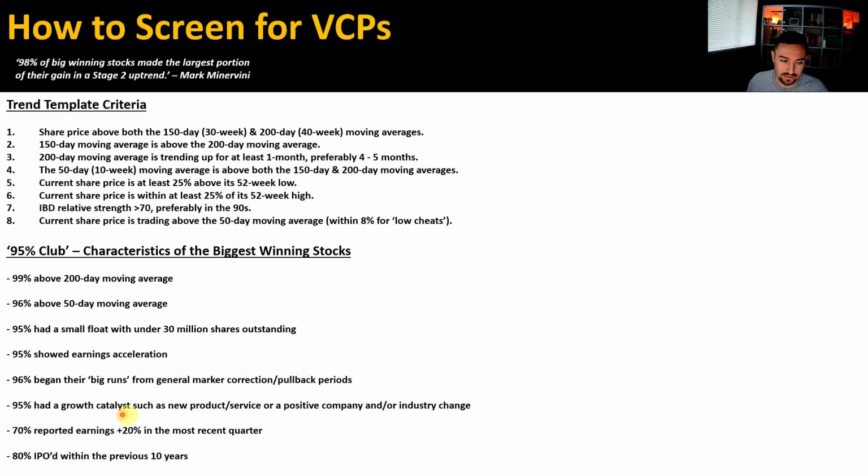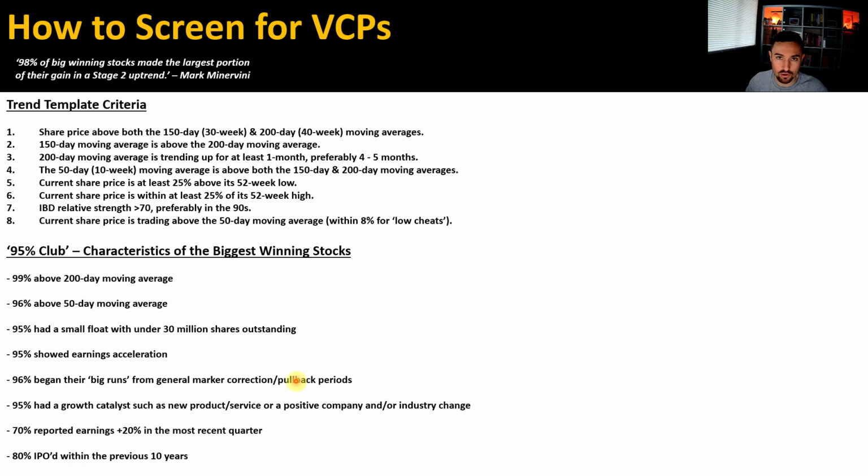95% had a growth catalyst, such as a new product, service, or a positive company and/or industry change. 70% reported earnings growth of greater than 20% in the most recent quarter. 80% IPO'd within the previous 10 years.